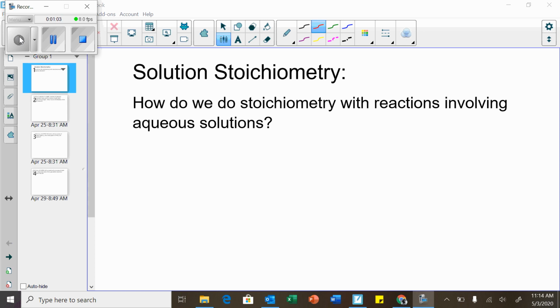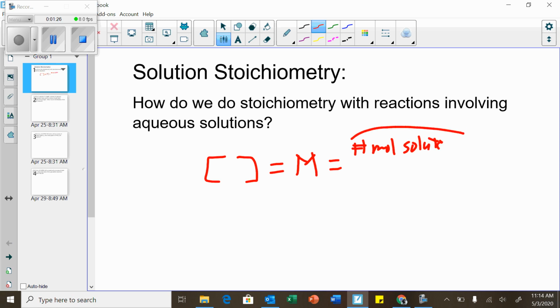Well, in an aqueous solution, we tend to know its concentration. Remember, these square brackets mean concentration. And the concentration is given to us in molarity, and molarity contains number of moles of solute, which is what we care about, right? Divided by the volume of the solution. So we're just going to use the molarity equation to help us find moles. And then once we've got moles, then we can do the stoichiometry.